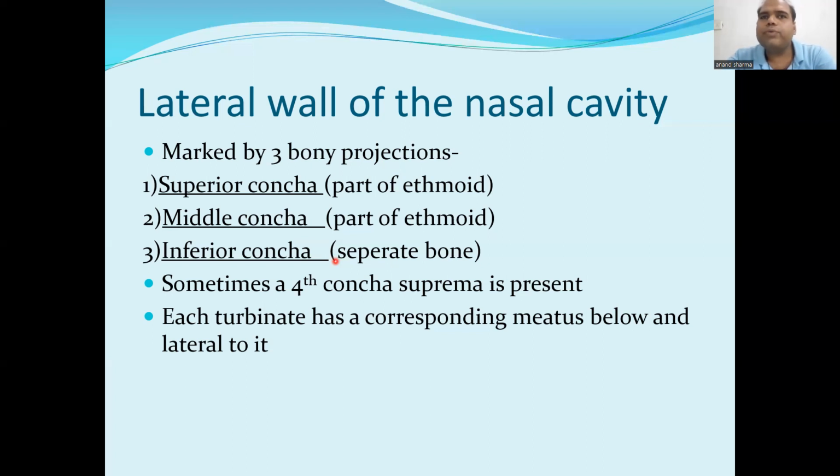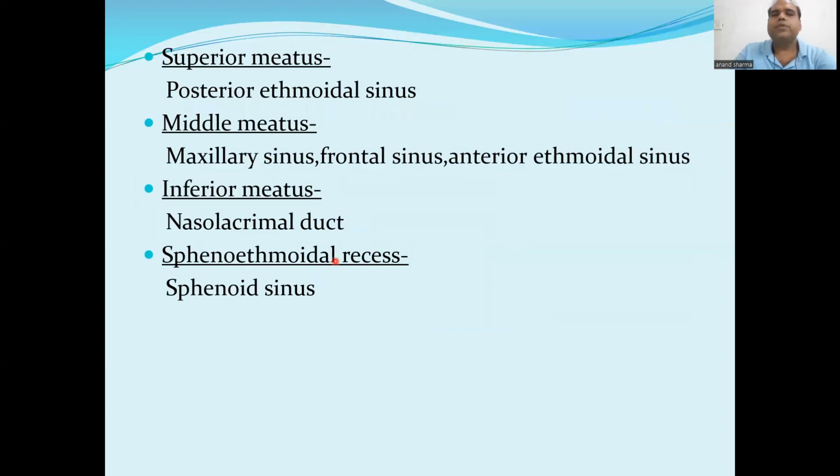So the area below the turbinate is known as the meatus. The superior meatus has air cells in it, the posterior ethmoid air cells. In the middle meatus, there is the opening of the maxillary sinus, frontal sinus, and anterior ethmoid sinuses. In the inferior meatus, there is the opening of the nasolacrimal duct, and in the sphenoethmoidal recess, there is the opening of the sphenoid sinus.